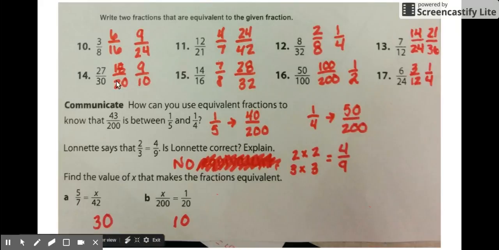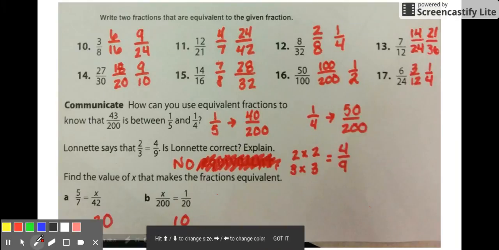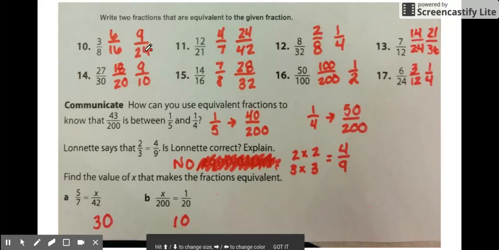So if you look here, I've got 3/8, and then I multiplied 3 by 2 to get 6, and then 8 by 2 to get 16. I could have multiplied by whatever number I wanted. I just chose 2 and 3, which is the same thing I did when we did proportional ratios. But then 3 times 3 is 9, and 8 times 3 is 24. So let's go back.